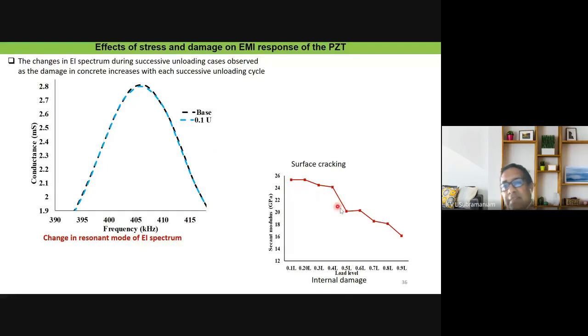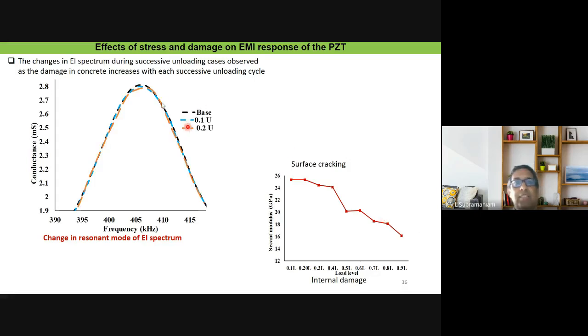This is the secant stiffness in the different loaded states here. So you can see that with every passing cycle, once I go beyond 40% of the ultimate, the secant stiffness starts to drop off very rapidly. And secant stiffness dropping off rapidly means that there is damage accumulating in the material.